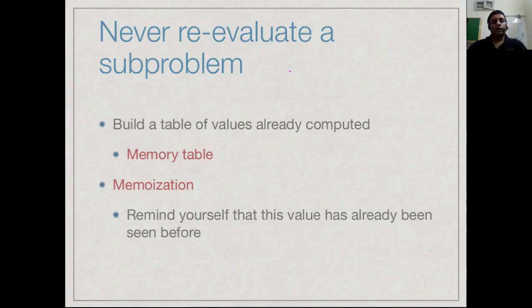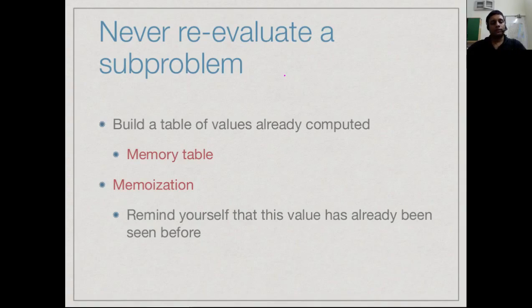So one way to get around this is to make sure that you never re-evaluate a subproblem. Okay? So you build up a table, which is sometimes called a memory table. And what does this table do? It just keeps track of every value for which you have computed the function before. Okay? So it's just a lookup.